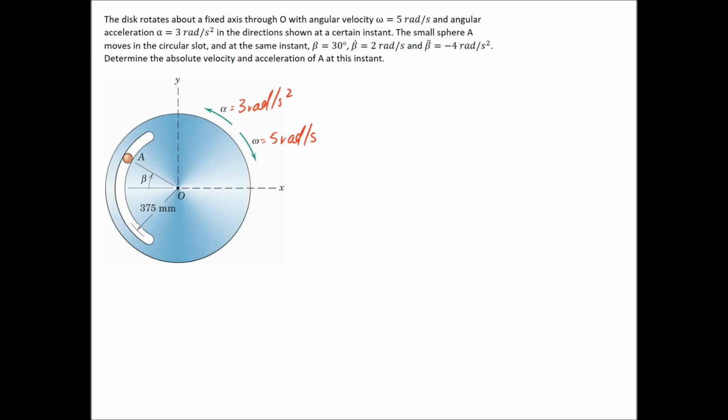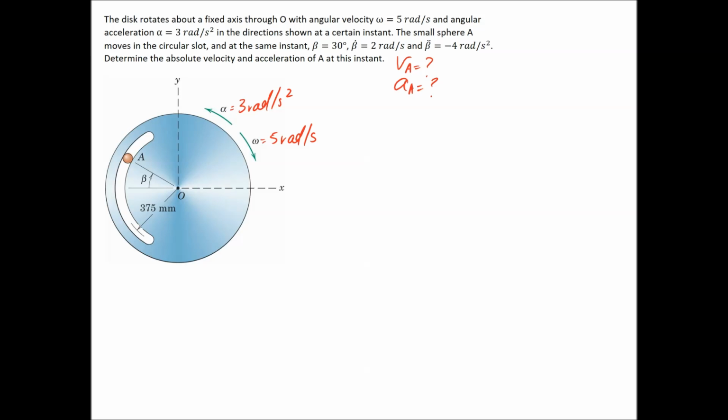So the disk rotates about a fixed axis through O with an angular velocity of 5 radians per second and angular acceleration of 3 radians per second squared, which I've already marked into the diagram. So the small sphere A moves in the circular slot, and at the same instant we're given beta, beta dot, and beta double dot, and we're asked to determine the absolute velocity and acceleration of point A at this instant. Okay, so we're looking for VA and AA.